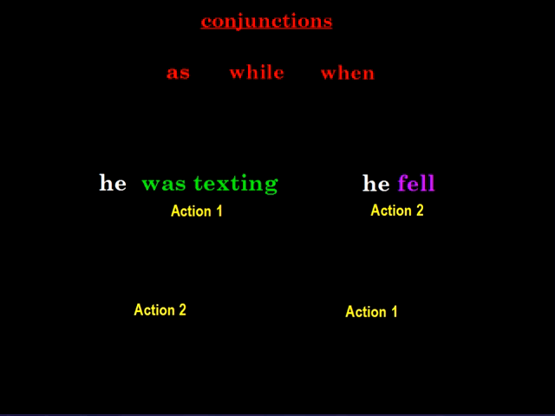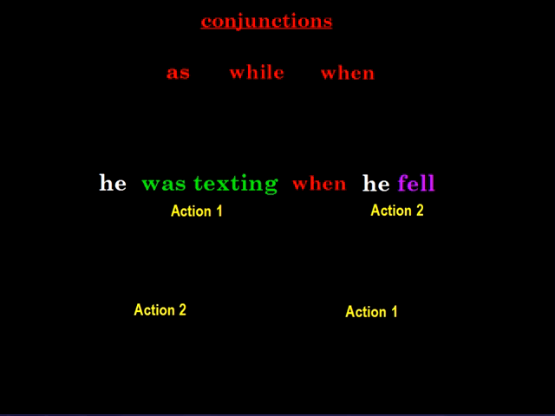Okay, now let's look at the conjunctions that we are using with this type of grammar. We have as, while, and when. So we saw when in the previous examples. For example, he was texting when he fell. So the conjunction basically combines two clauses.